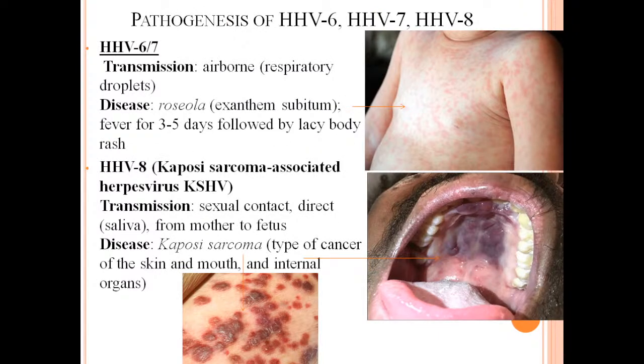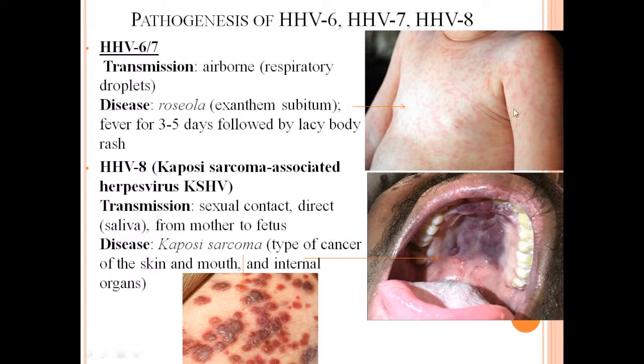The other herpes viruses are human herpes virus types 6, 7, and 8. The first ones, human herpes viruses type 6 and 7, are transmitted by airborne transmission through respiratory droplets and cause such a disease as roseola or exanthem subitum.